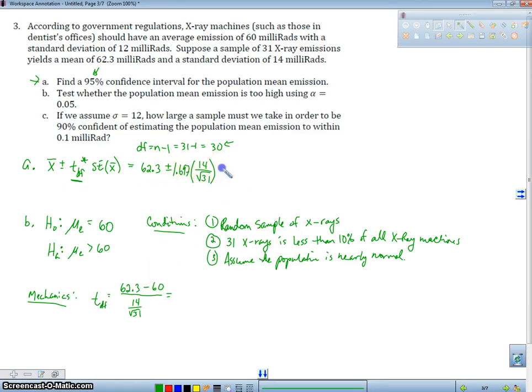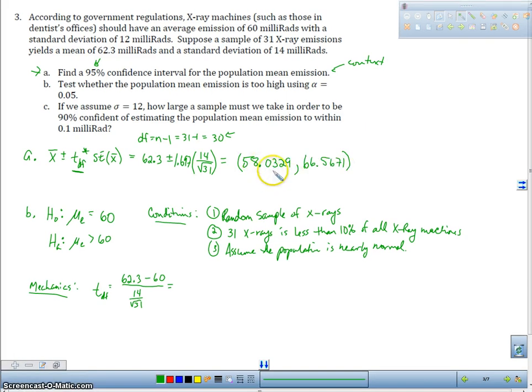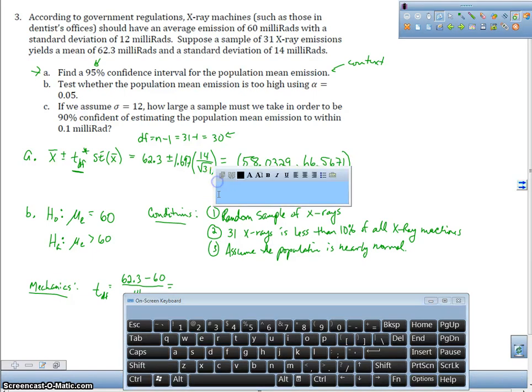So I'm going to multiply these together, and I'm going to work this out in my calculator to get my confidence interval. All right, and then we'll write down our confidence interval in context, because that's what we want to make sure we do. Write it in context, right? So let's go ahead and calculate this out and write it in context. So we're going to get 58.0326 and 66.561. So I'm going to go ahead and write this in context.